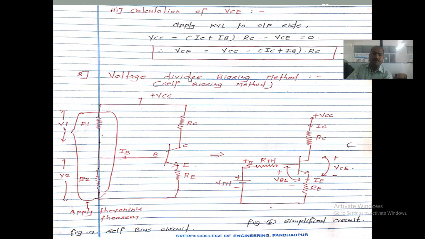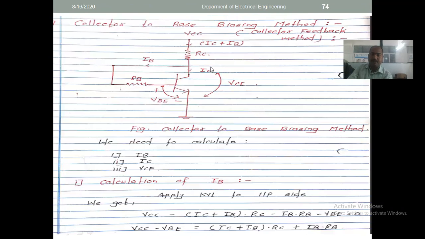Now we have to calculate VC. We know that VC is taken at the output section, so we apply KVL at the output side. So VCC minus of IC plus IB into RC minus VC. This is the equation for the output side. Again, when applying KVL at the output side, it is plus VCC minus of IC plus IB into RC minus VC.